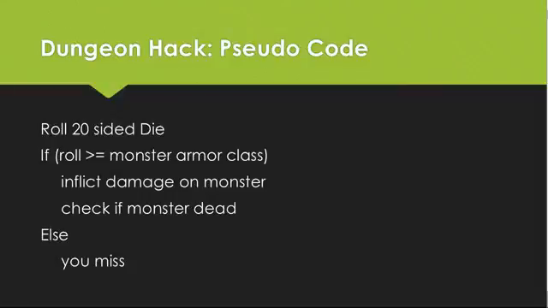So my logic is I'm going to roll a 20-sided die. Then if that roll is bigger than the armor class of the monster, which is just a value that says how much protection the monster has, if I roll better than that, then I need to inflict damage on the monster, then check if the monster is dead. Otherwise, if I didn't roll high enough, I have missed the monster. That means I took a swing at him with my weapon and I didn't hit the monster. What I'd like to do now is write this code in Java and see if I can get this working. Let's try it out.